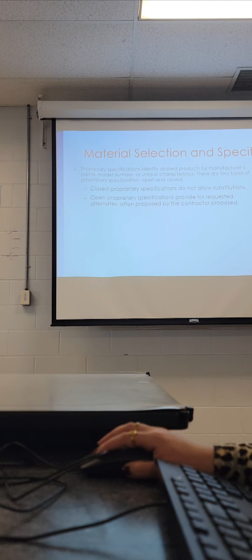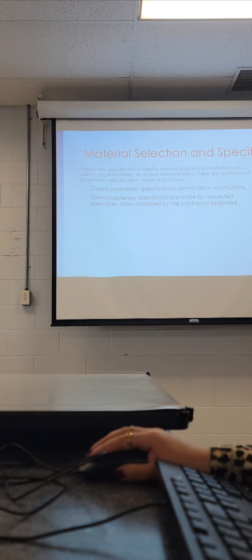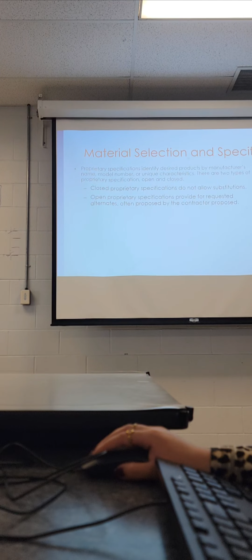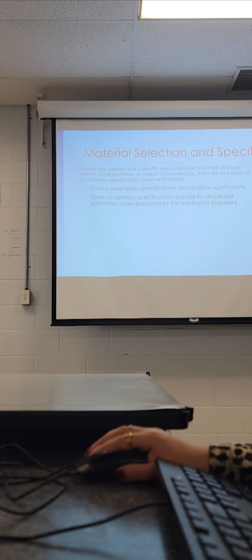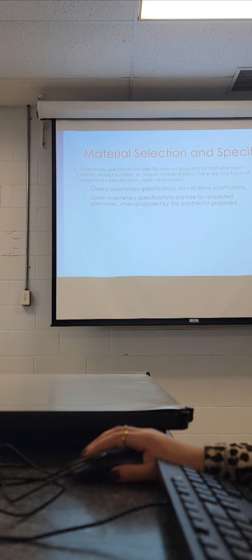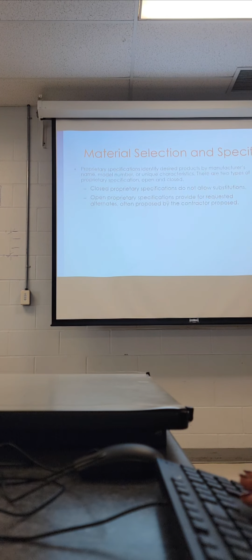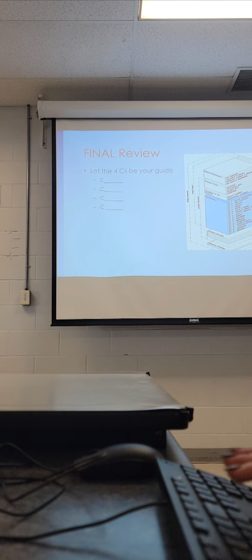Closed proprietary doesn't allow substitutions, and there's open proprietary that does allow options when the market changes. So those are the differences in types. What are the 4 C's? And how do you write your specs?